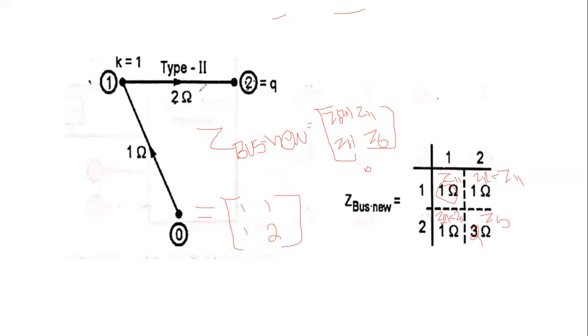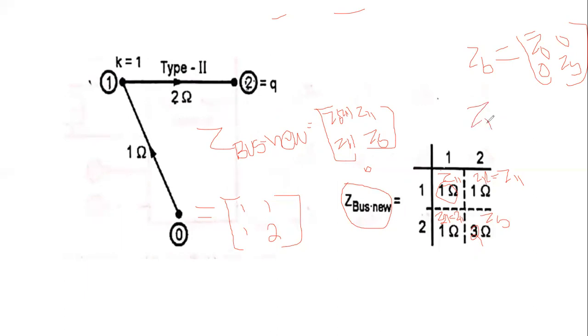What is the ZS? That means which element will be added, that is 2 ohms. This is the Z bus new matrix after completing the type 2 modification. What is the type 1 modification? In the type 1 modification, Z bus new is equal to Z bus old, 0, 0 and ZS. This total is the Z bus new for the type 1 modification.